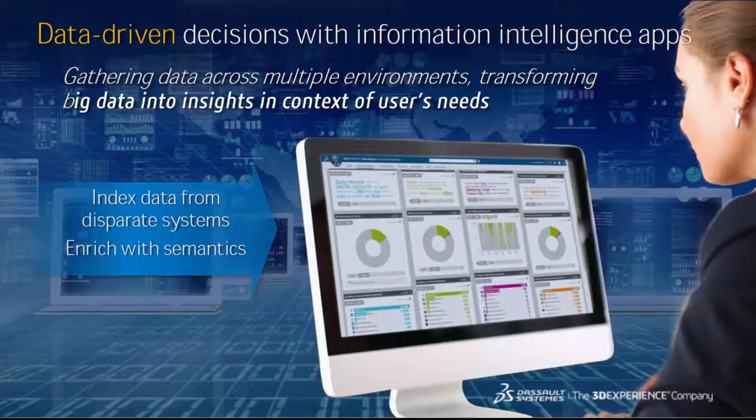There is much more to the 3D Experience platform, and we invite you to take a closer look.